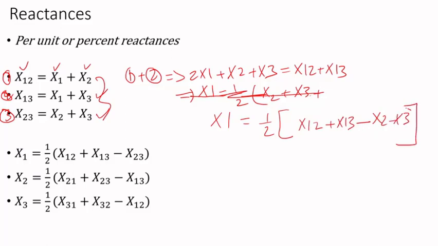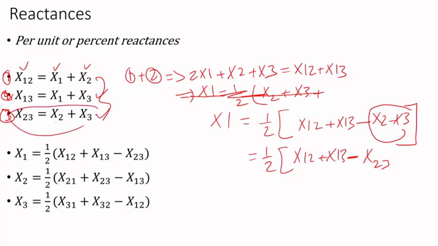Now I have to get rid of x2 and x3, so then you use the other equation here, because x2 plus x3 is just x23. So this here ends up being 1/2 times x12 plus x13 minus x23, because from this equation here.